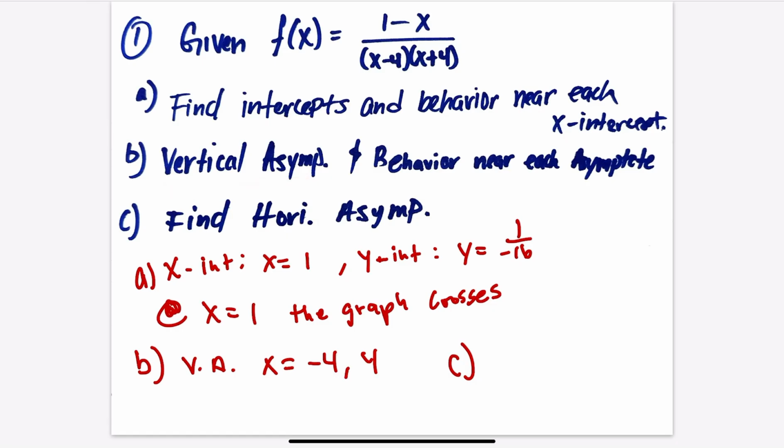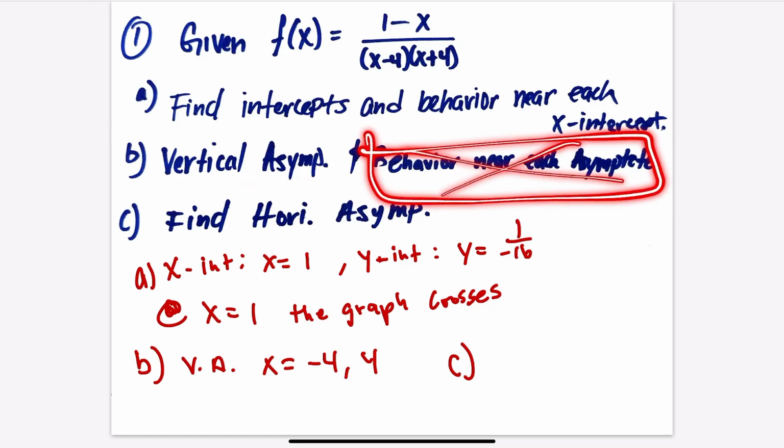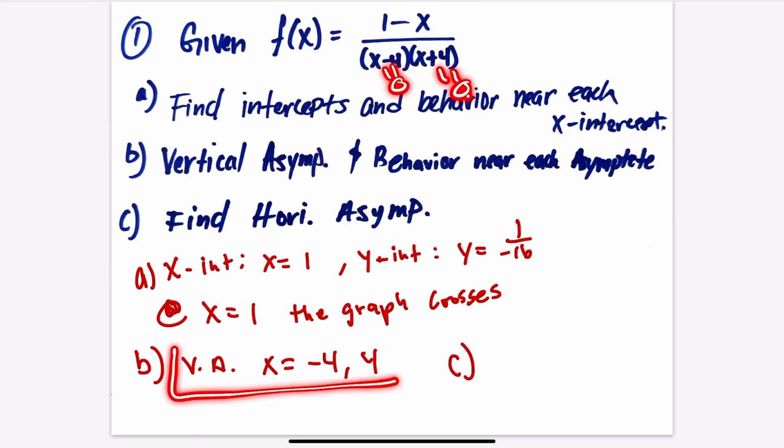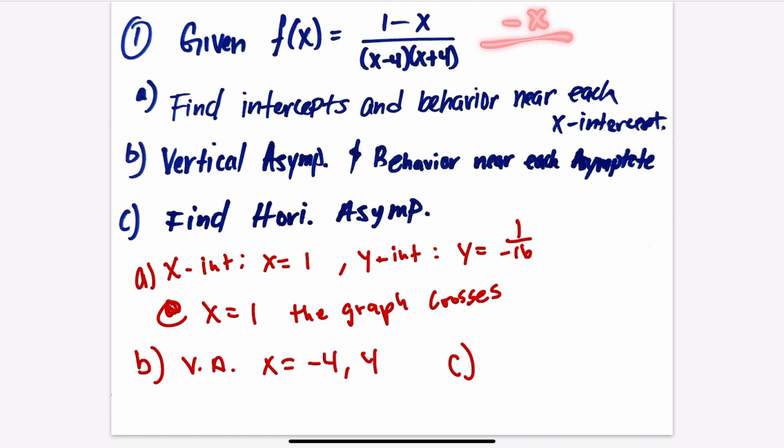And then my vertical asymptotes, again, behavior near each asymptote. Don't worry about this. Just graph the function. I will see that you did it correct and give you credit. So vertical asymptotes, again, set the denominators equal to 0. And so vertical asymptote is -4 and 4. Next one is find the horizontal asymptote. Again, it's -x over x squared when you multiply these two together. So again, the denominator is bigger, so by default your horizontal asymptote is at y equals 0. Well, that was actually supposed to go over here, but it's okay.